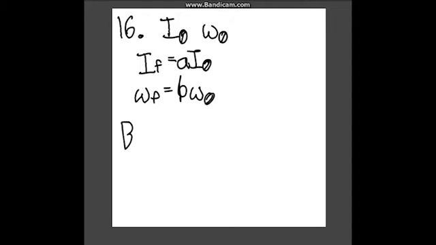So this increases, which means A is above 1. And B, since that goes down, B is below 1. So A is greater than 1, and B is less than 1. So, great, moving on.